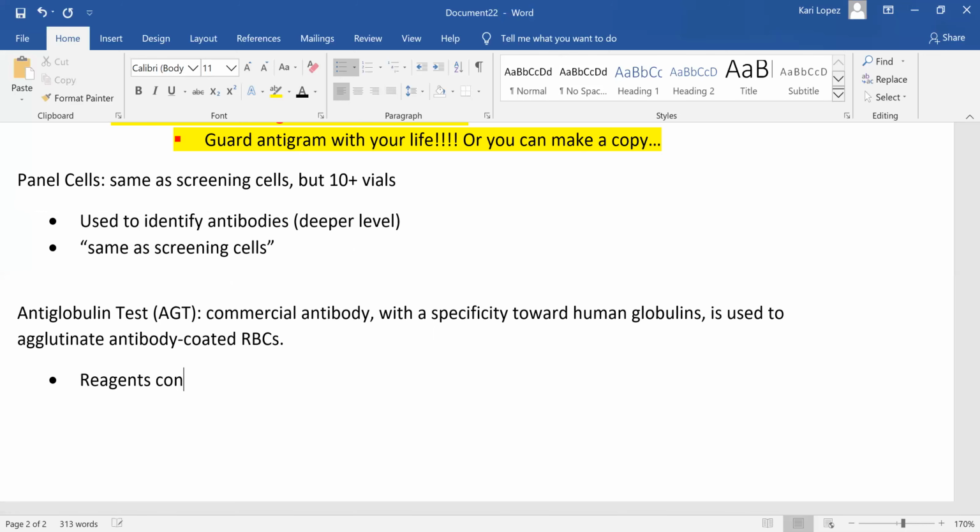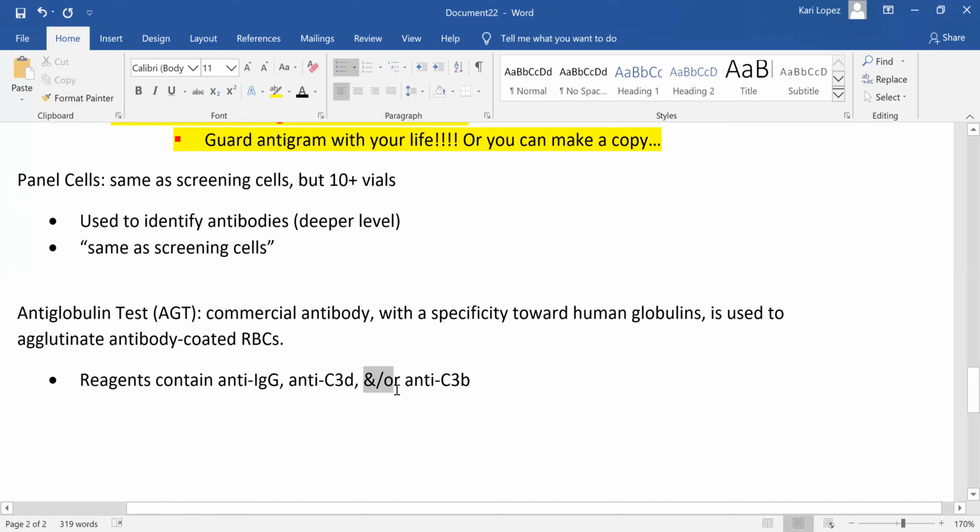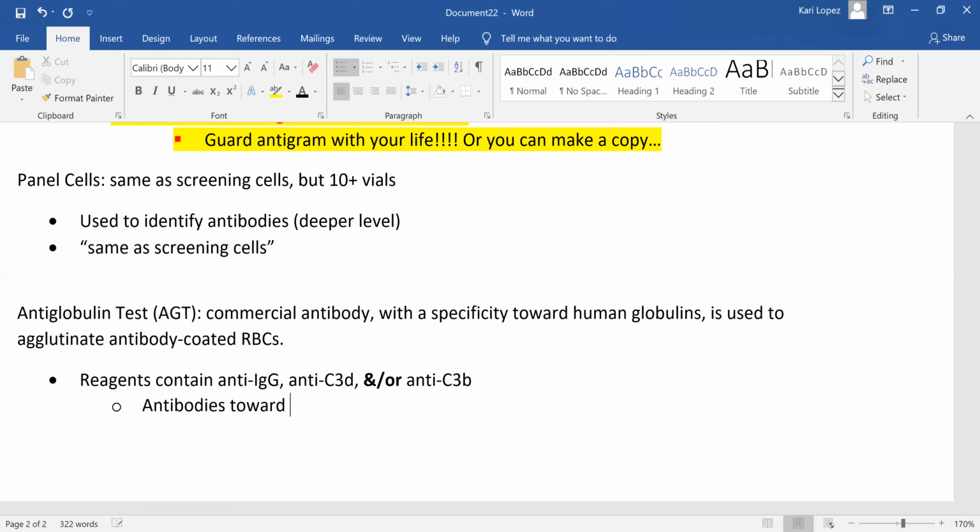Now your reagents contain either anti-IgG or anti-C3d or anti-C3b. So either or: anti-IgG, anti-C3d, or anti-C3b. What this is referring to is it is either antibody toward IgG.